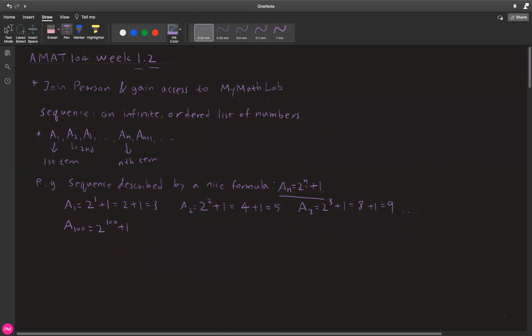So formulas that are given like this are actually called explicit formulas. An explicit formula is simply a formula like this which involves n, where you can simply plug in n for the location of the term in the sequence and simply find the term.